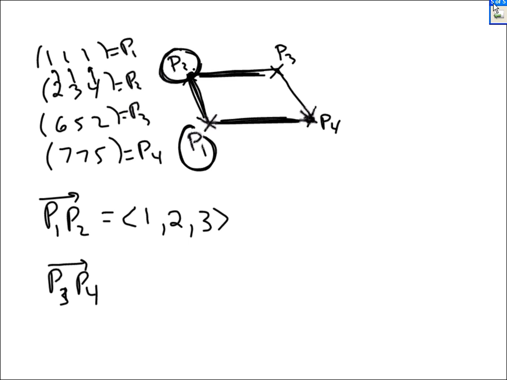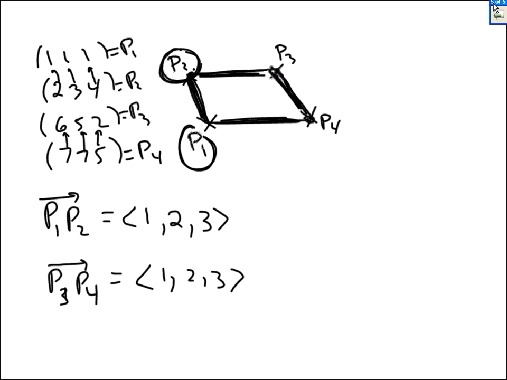We just found P1, P2. Now I want to see if P3, P4 is parallel to it. So P3 to P4. 7 minus 3, 7 minus 6 is 1, 7 minus 5 is 2, and 5 minus 2 is 3. Fortunately, they're parallel. In fact, they're the same vector. Not only are they parallel, but they're the same length. That is, when you shift them over to the origin, when you find the component form, they're the same component.